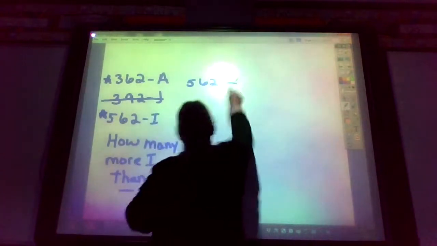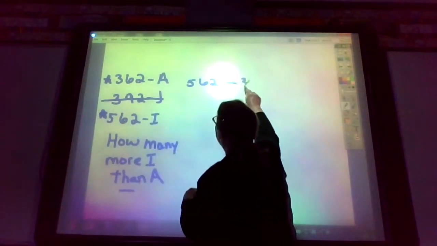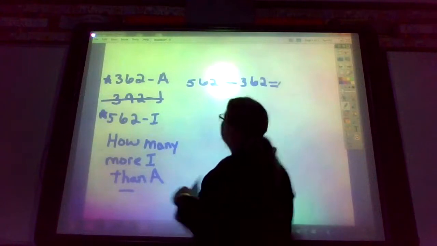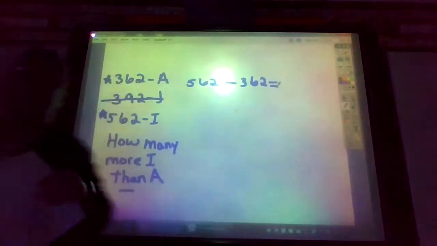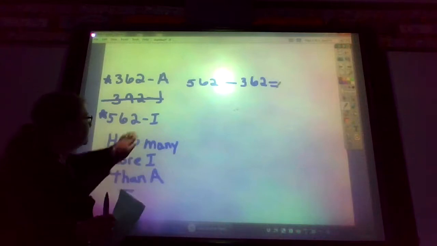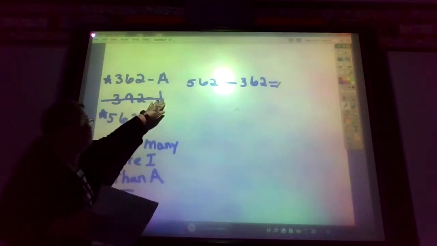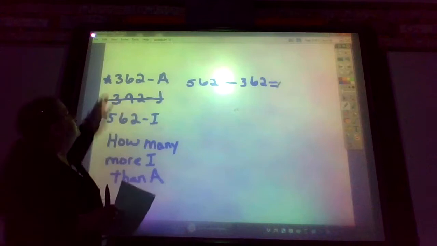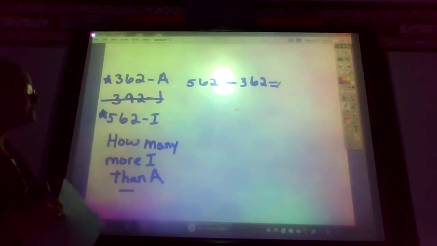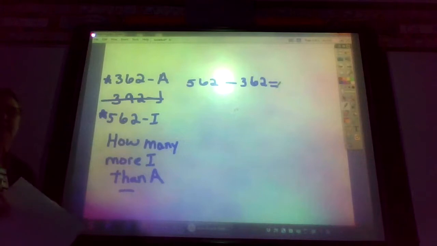562 minus 362. That's my problem. Those are the 2 numbers I'm working with. My question did not say anything about Jade, so I crossed Jade off. I'm only working with these 2. Okay? There's my subtraction problem. It's way too big for me because we've not learned that yet.